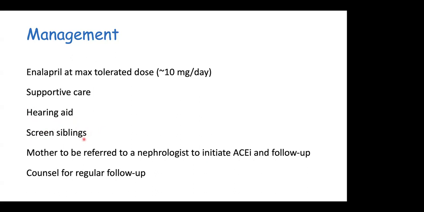It's important to screen siblings, and re-emphasizing, the mother needs to be referred to a nephrologist to initiate ACE inhibitors for herself and follow up. When you consent the patient for regular follow up, again here it is important to discuss donor selection. Now mother, unfortunately, in this child cannot be a donor. We'll have to discuss other options for kidney replacement therapy as we plan this child further. It's also possible that putting this child on enalapril and monitoring regularly may retard progression of CKD considerably, and may give good time before the child progresses further.